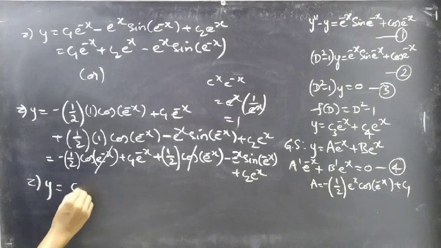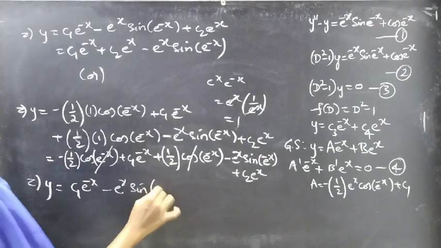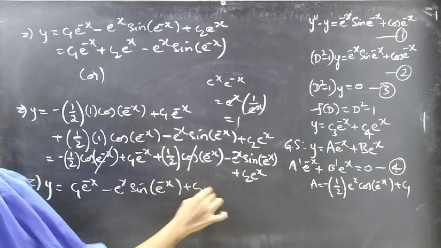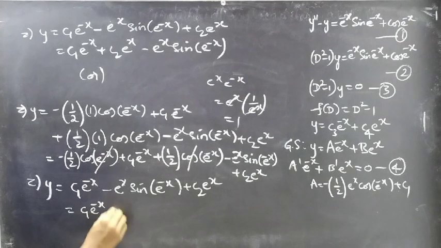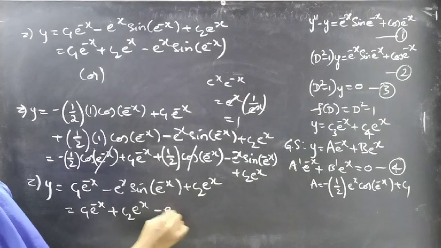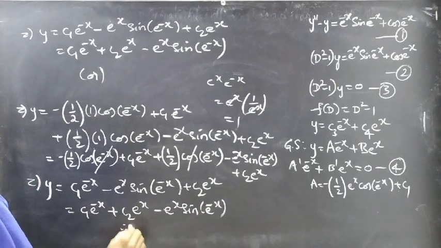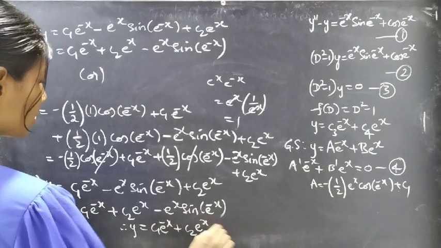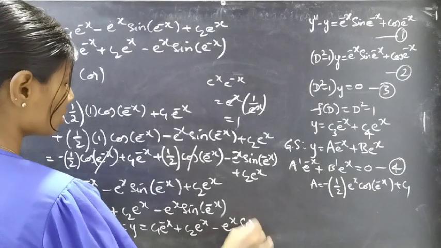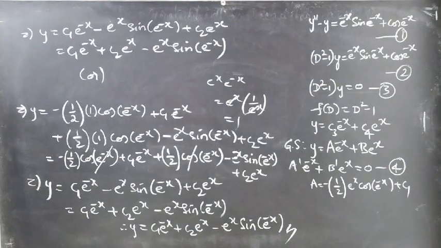Then y equal to c1 e power minus x minus e power x sin e power minus x plus c2 e power x, or you can write this as c1 e power minus x plus c2 e power x minus e power x sin e power minus x. Therefore y equal to c1 e power minus x plus c2 e power x minus e power x sin e power minus x is the required solution to our problem.